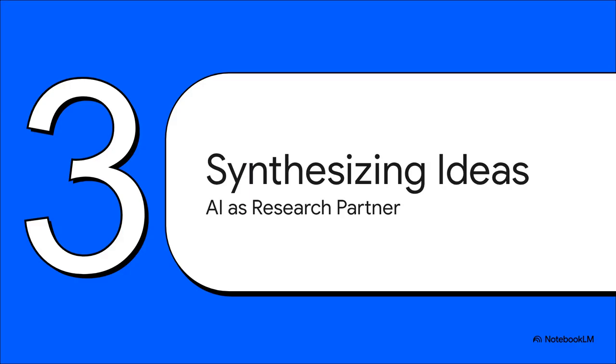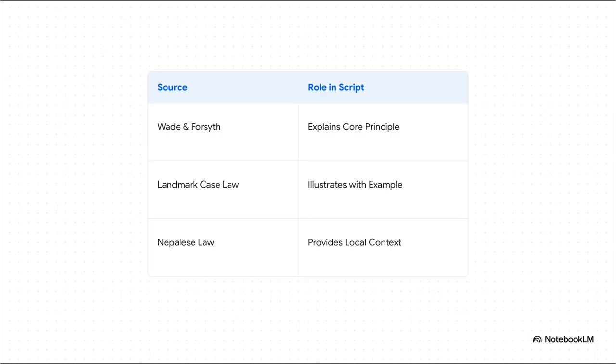But wait, there's more. Beyond the structure, beyond the visuals, a master prompt can take an AI from being a simple writer and turn it into a seriously sophisticated research partner. And this is where things get really, really powerful. Just look at how our example prompt tells the AI to pull from multiple, totally different sources. It has to use a major textbook to explain the main idea. Then it has to go find a real-world court case to use as an example. And on top of that, it has to bring in the specific legal context from another country, in this case, Nepal. So it's not just summarizing one thing. It's blending all these different viewpoints into one single, powerful, and layered explanation.